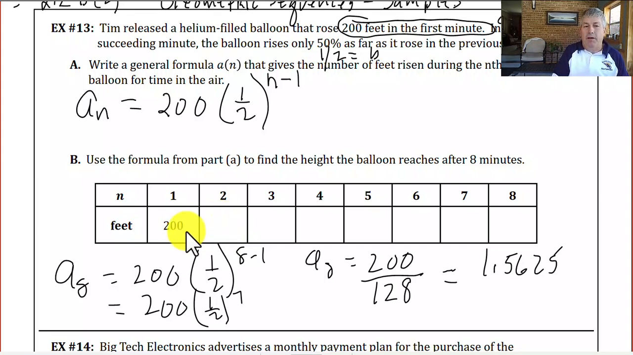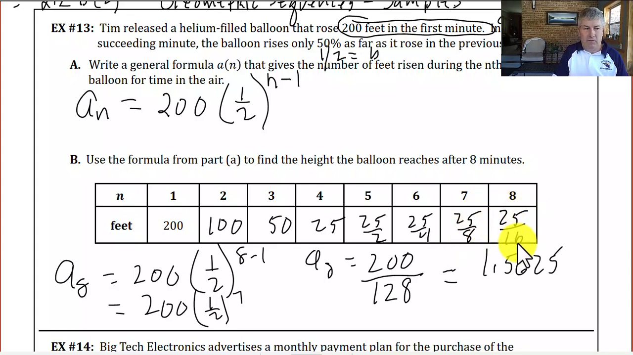If we want to complete our table, we can just keep going in halves. 200, 100, 50, 25, 25 halves, 25 fourths, 25 eighths, and 25 sixteenths would be the easiest way to do it for me.